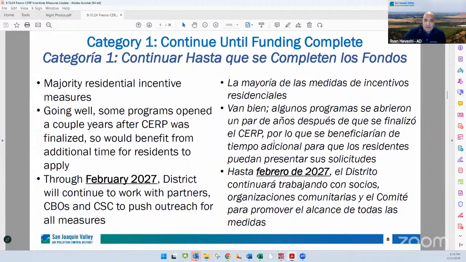So this kind of goes back through what we're going to do with category 1. The majority of them are residential incentive measures. Once again, seeing success, and we want to continue to work on this through February 2027. And we're hoping, working with you and increasing our outreach efforts, on additional opportunities to increase awareness. We believe we'll be able to fund those measures.